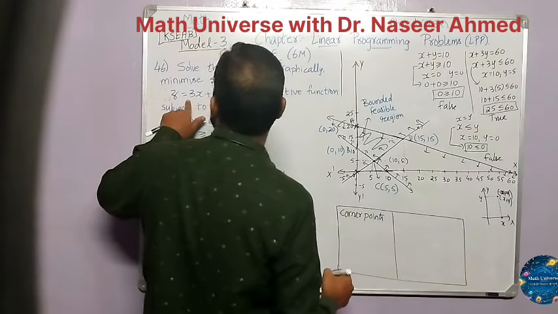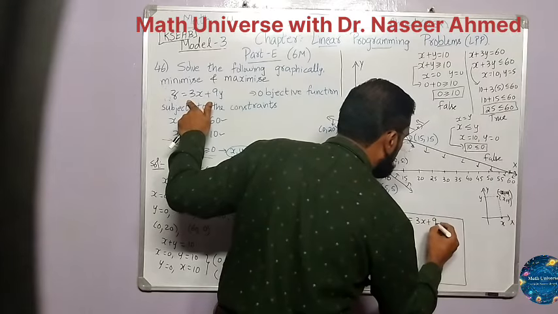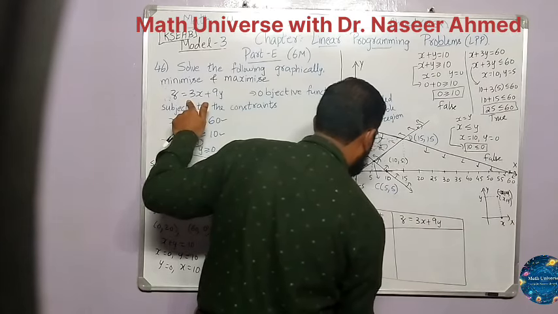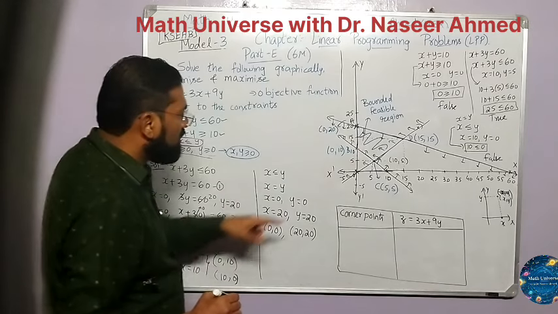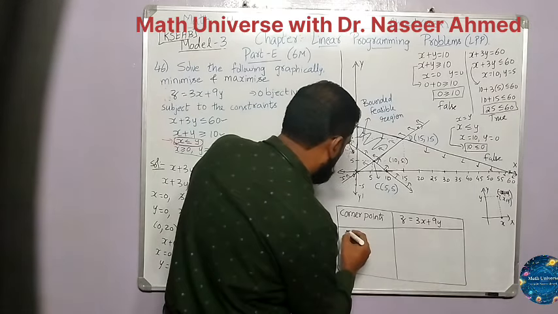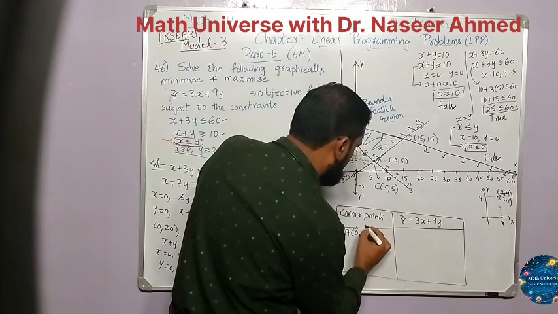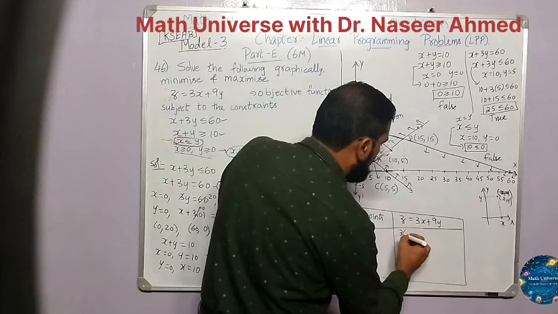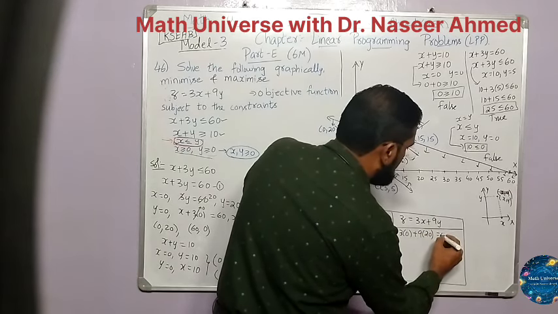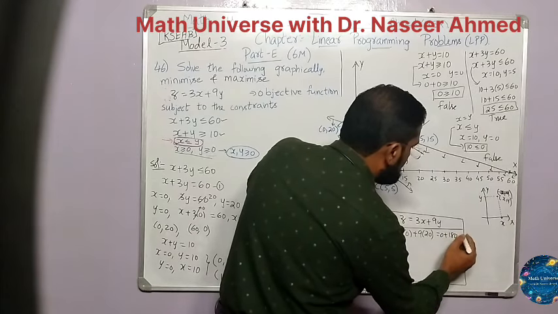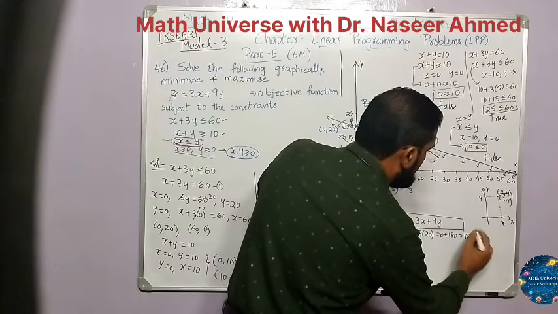And then the objective function z is equal to 3x plus 9y. Now, which are the corner points? The first corner point is A, 0 comma 20. So x value is 0 and y value is 20. Put here 3 into 0 plus 9 into 20. 3 into 0 will be 0, 9 into 20 will be 180. So the addition of this will again give us 180.